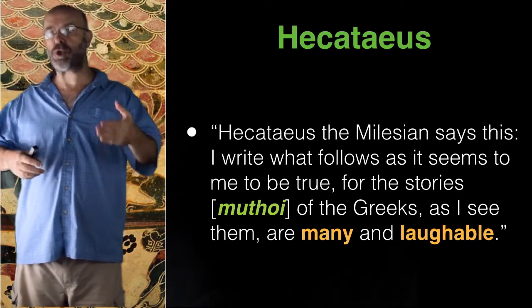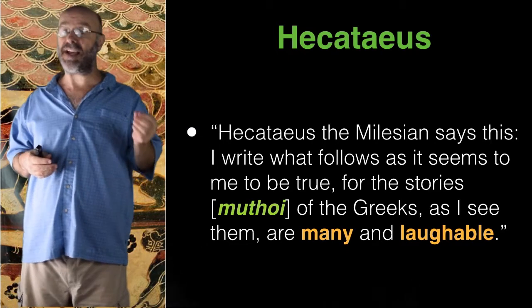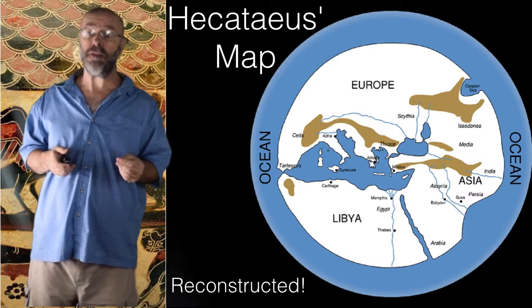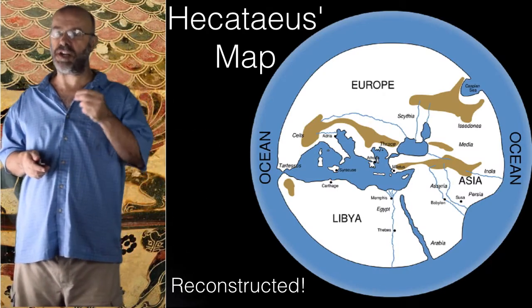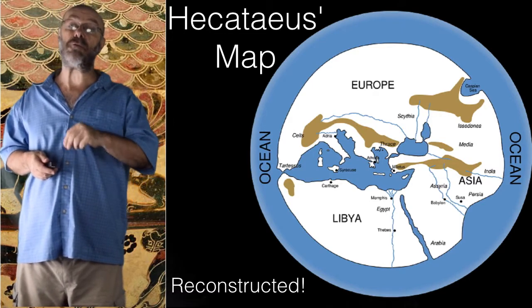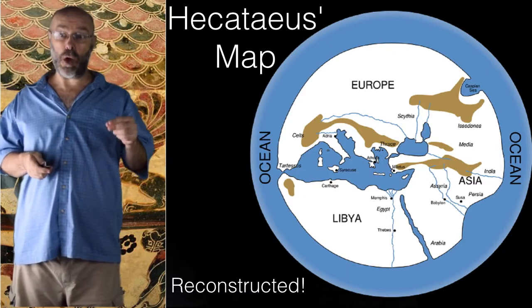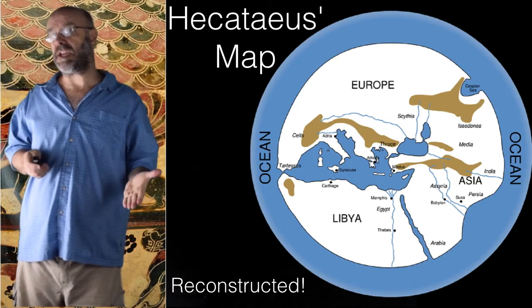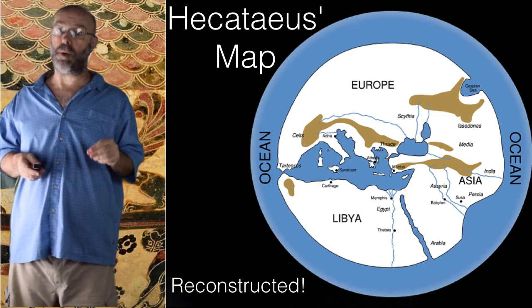I cannot resist showing you a modern reconstructed version of the map of the world that Hecataeus supposedly came up with. A nice round map with the ocean running around it. The ocean, you should understand, is conceived as a river that runs around the world. The ocean is that big blue blob in the middle. And as far as Hecataeus was concerned, the world was divided up into three separate parts.